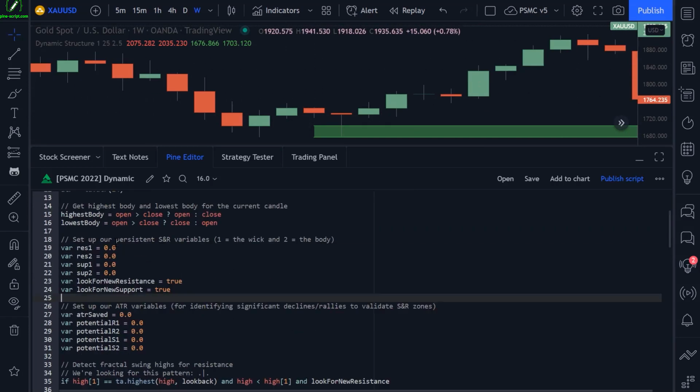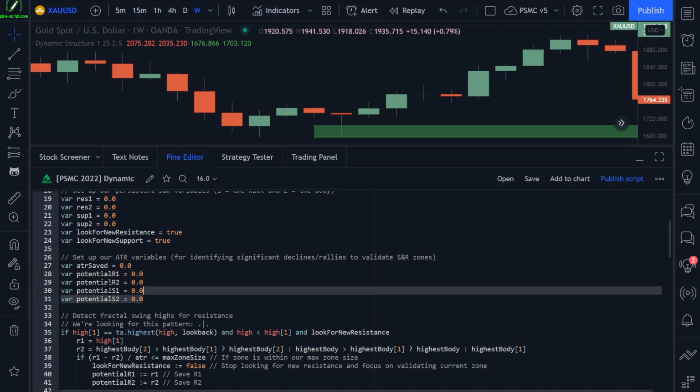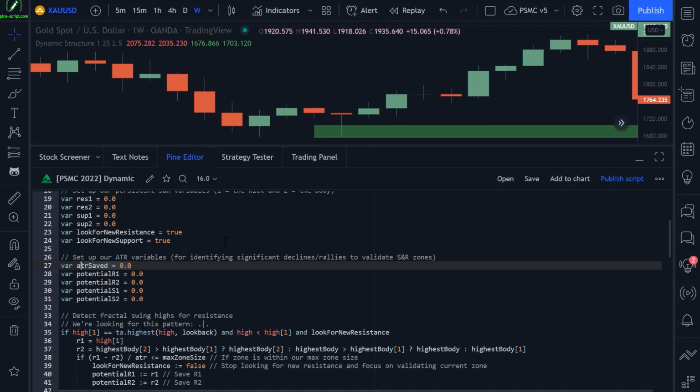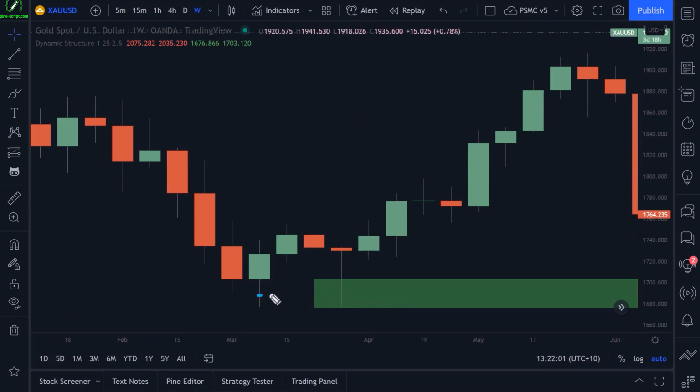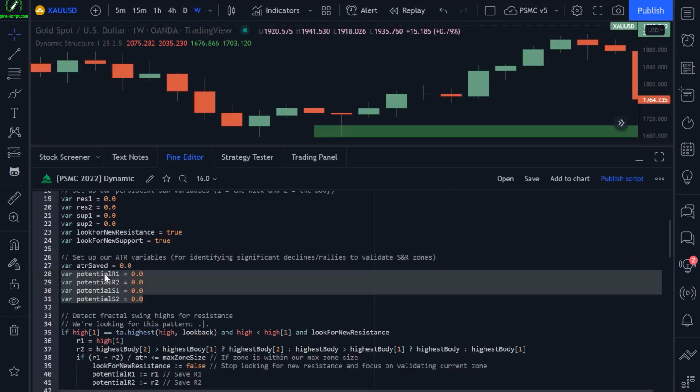Moving on, we then have our ATR variable and our potential new support and resistance zones. So we save the ATR value when a new support or resistance zone is detected. We do that so that we can check how far price has moved from that zone without taking the current ATR into account, because we want to know what the ATR was at the time that this support or resistance zone was created. And then if price moves a far enough distance out of that zone, we want to start drawing our zone. And if we take current volatility into account when doing that, then it's kind of going against what we're trying to do here. So these variables here are used for saving a potential support and resistance zone.